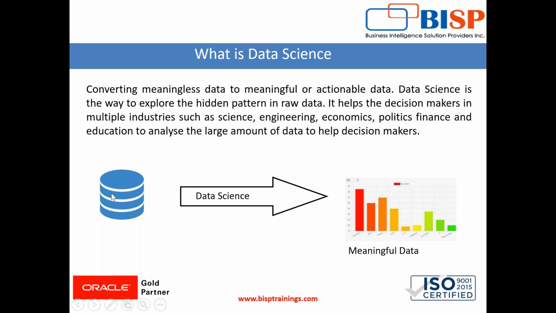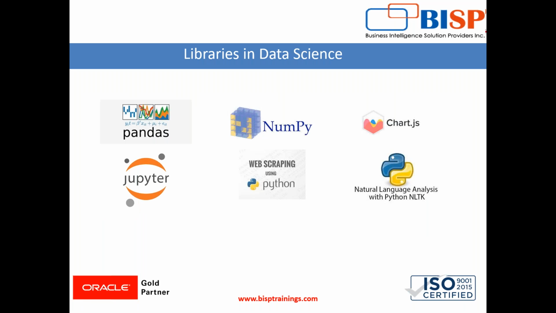Now see here, as you can see, the database is here. The data is stored in the form of tables, but just by viewing this table, we can't take decisions. But if the data is converted into a format like charts, then we can take action. That is called meaningful or actionable data. Now in data science, these are the most important libraries: Pandas, NumPy, Chart.js, Jupyter, Web Scraping, NLTK. I will give you a complete description of how these libraries are used later on.